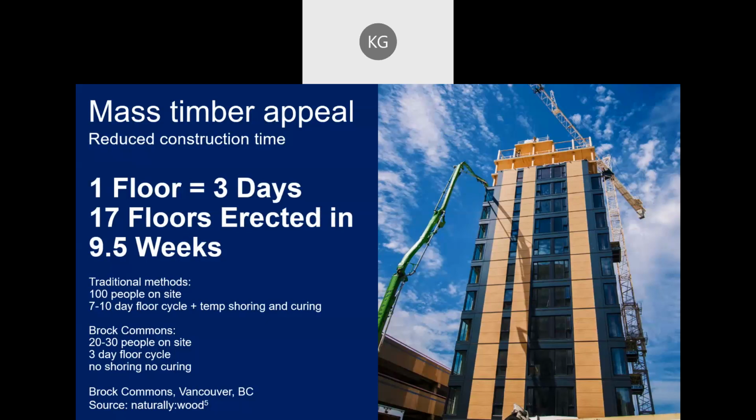And this is just to get a little taste of what I mean by that. This is Brock Commons. It's an 18-story mass timber student residence hall in Vancouver, British Columbia. This project exhibits several benefits. The slide is showing the fast construction speed and the fewer number of skilled laborers that were needed here. A more traditional building, steel or concrete, would have had about 100 people on the site at any given time and a 7 to 10 day floor cycle, plus shoring and curing time. But they found when using mass timber, they had more like 20 to 30 people on site and 3 days per floor with no shoring, no curing time.